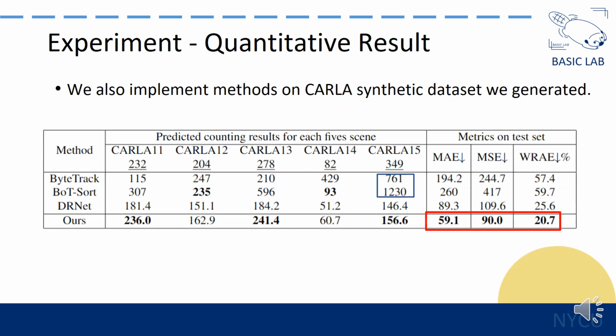We also implement methods on the color synthetic dataset that we generated. In the color dataset, we noticed that both ByteTrack and BoT-SORT encounter issues with ID switch in the color 15 scene, and DRNet tends to underestimate the flow of individuals.